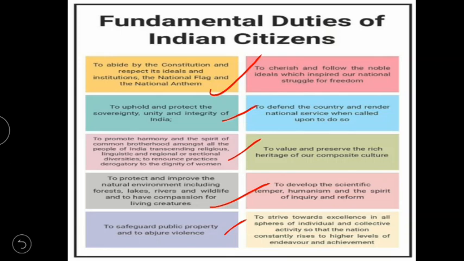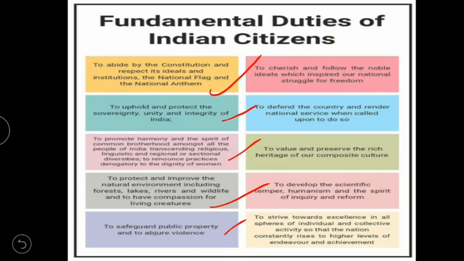Now the next: to value and preserve the rich heritage of our composite culture. We should not harm our culture. We must follow our culture because India is a diverse country. Despite the diversity, there is unity in diversity. Understood? India is a country where unity still exists despite diversity. So it should be there.